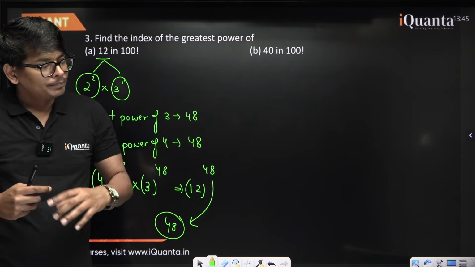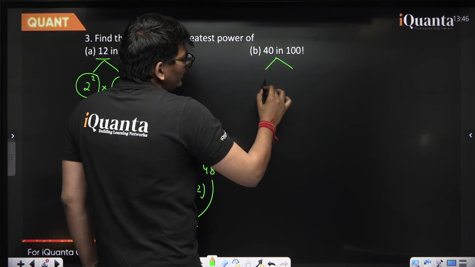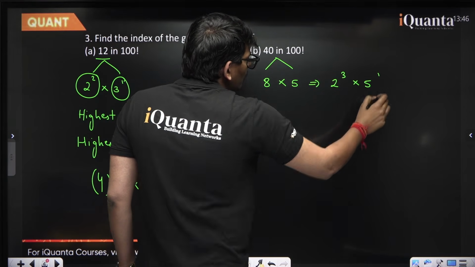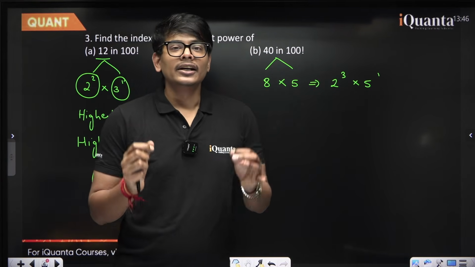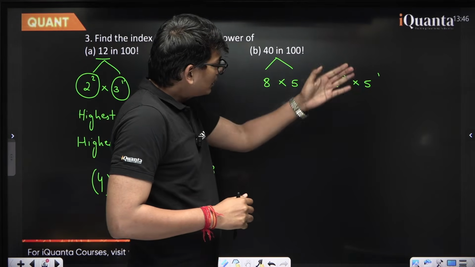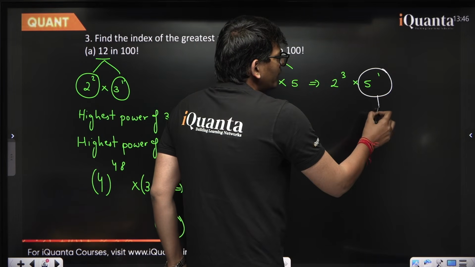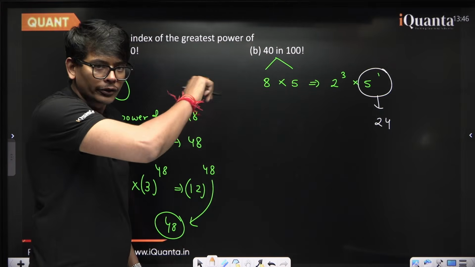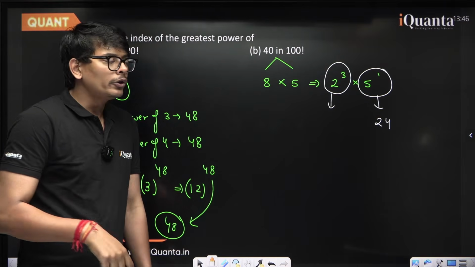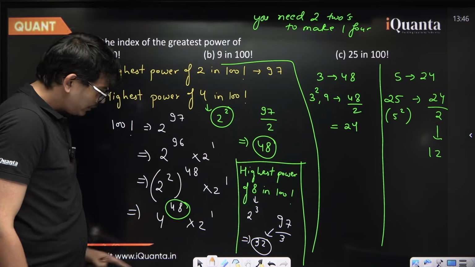Clear? So what you have to do for a composite number, you have to break that composite number into the product of prime factors. I will take one more example. 40. 40 can be written as 8 into 5, or 2 cube into 5. So the first step is to break the composite number into the product of its prime factors, the prime factorization method. First step. Second step, find out the individual powers. So highest power of 5 in 100 factorial is 24, which I have already taught you. Highest power of 2 cube in 100 factorial is 32. I have solved this 32.